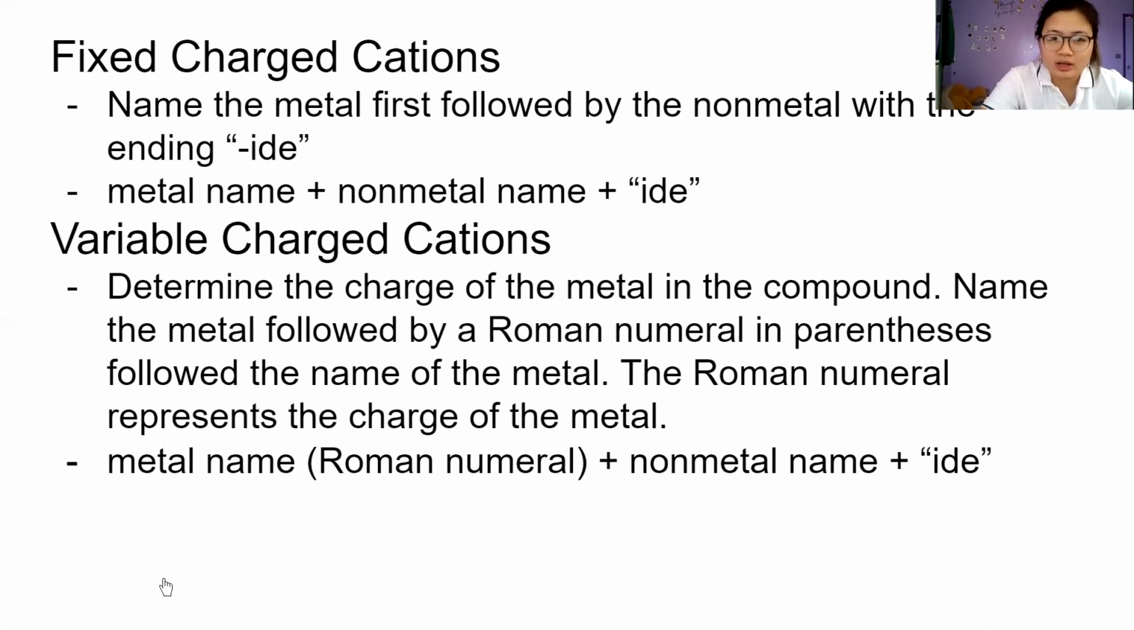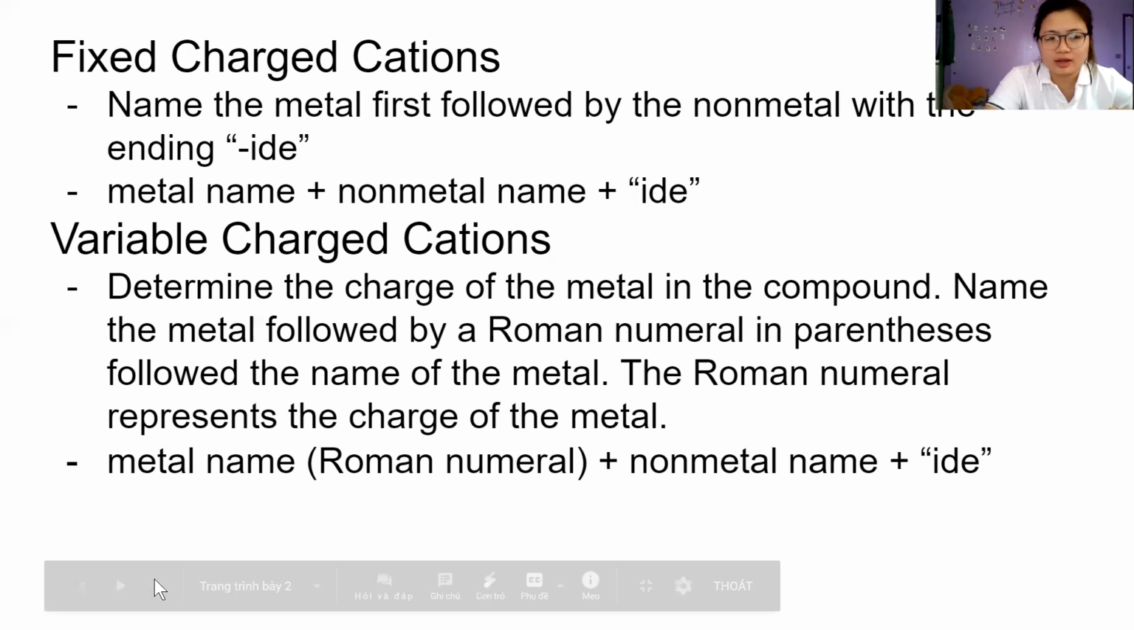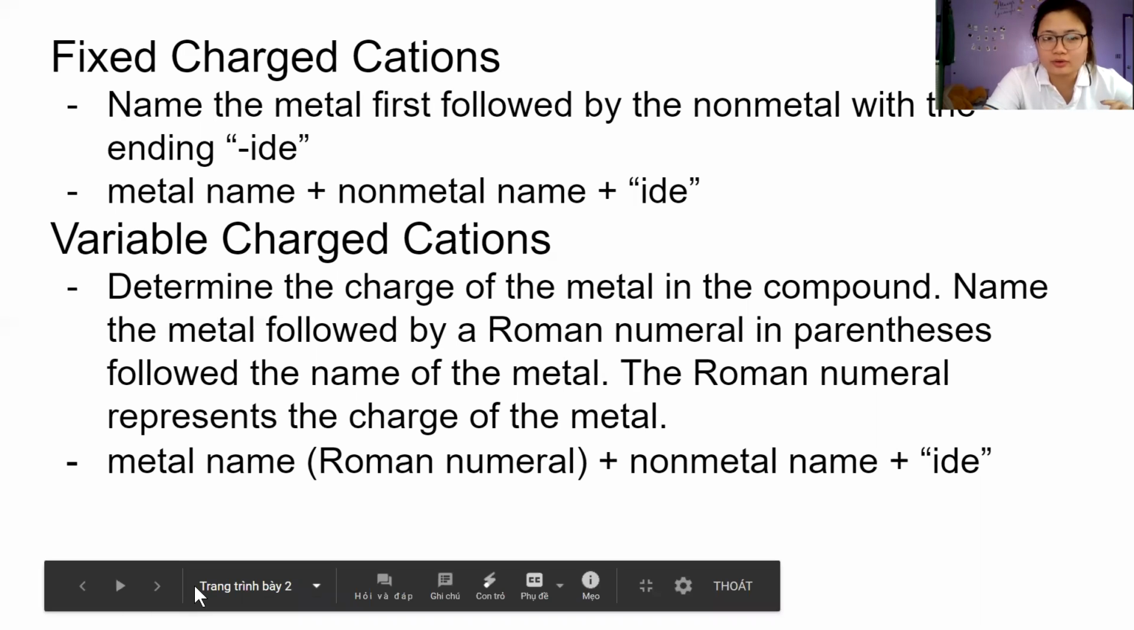And for the variable charge cation, for example CuCl2, we say copper 2, with the Roman numeral in parentheses. Okay, and that's for the cation, the metal.